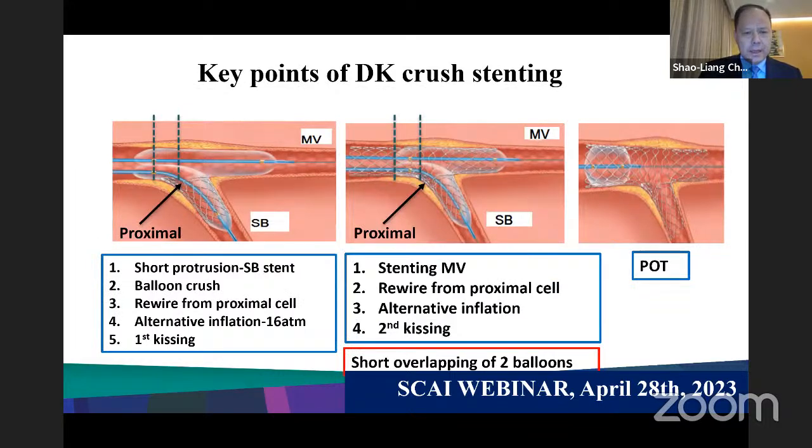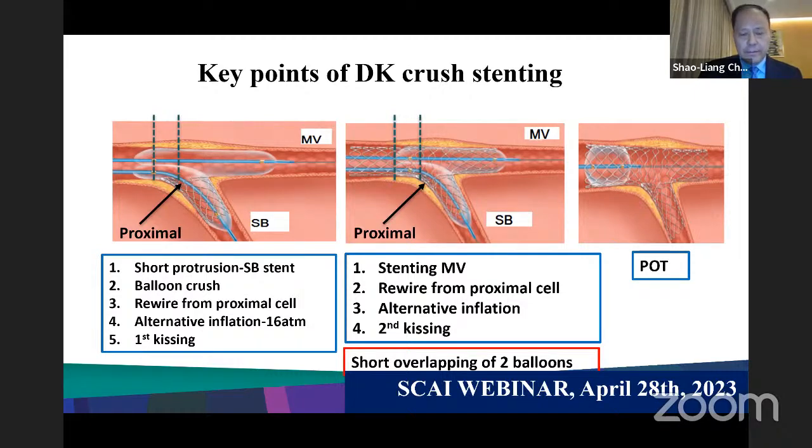Finally, there are several key points of the DK crush stenting technique. A short protrusion of the Sunflex stent into the left main, balloon crush using an appropriate size according to the left main diameter, rewire into Sunflex usually from the proximal cell. For some cases, we can rewire from the middle cell. Alternative inflation before each kissing inflation.